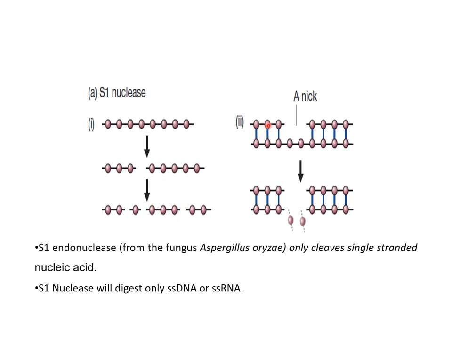In this case, you'll see this region is double-stranded. This region, where there's a nick, is single-stranded. So when you treat it with S1 nuclease, it will cleave the single-stranded region, leaving only the double-stranded region. S1 nuclease can be used for transcript mapping, which we'll discuss in the next slide.